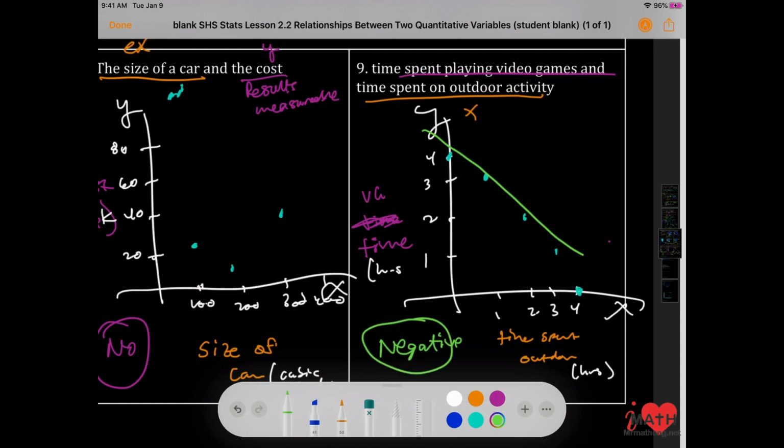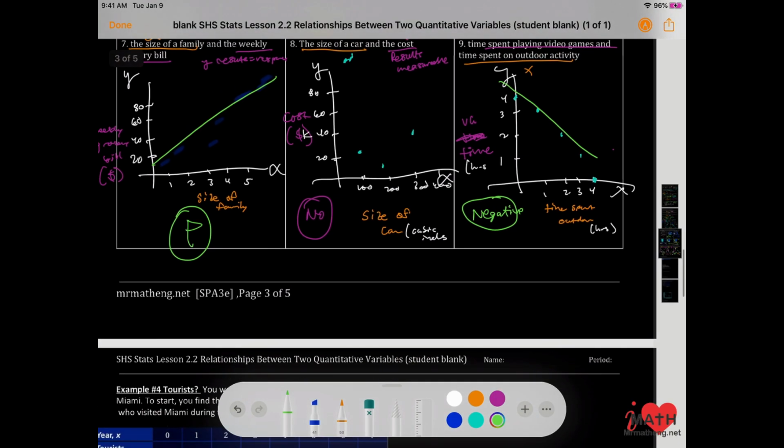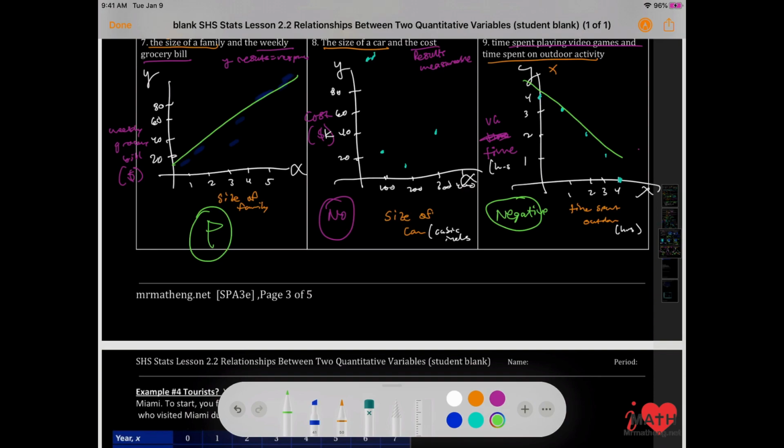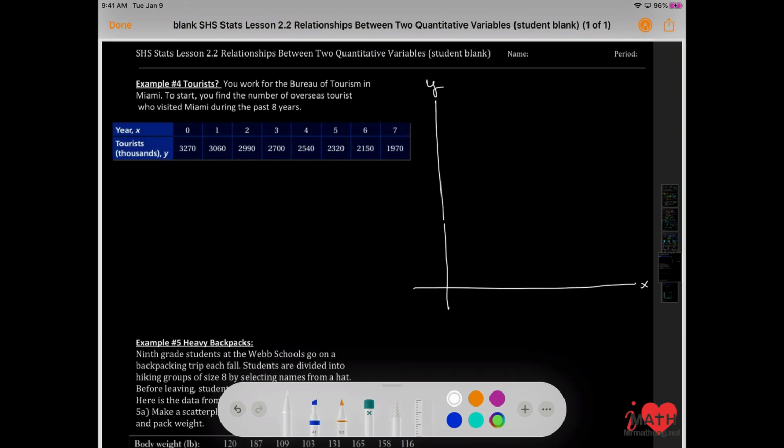Okay, so these are harder because you have to draw it, and you have to think about a context, and you kind of have to give it a direction. Okay, so that was page 3. Let's try page 4. All right, let's go ahead and graph this one. Example number 4 on the next page.